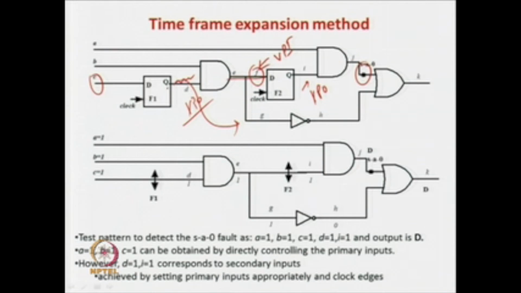But you can see that it is also going as an input to another gate. So that also cannot be directly controlled or observed. So you can say that it is a virtual primary input or a virtual primary output, that is, a secondary input or output. So it is not directly observable, not directly controllable. So somehow we have to do this indirectly.